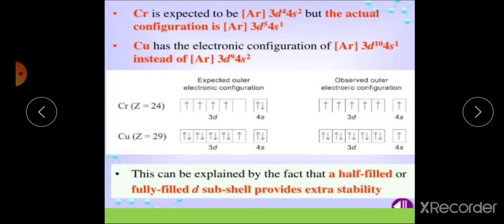Half filled and completely filled orbitals mean there is a transfer from the expected electronic configuration. But these 3d and 4s orbitals have a very small difference in energies. These d orbitals are degenerate. The shifting of this electron gives extra stability to chromium and copper. That's why their electronic configurations are different from expected.